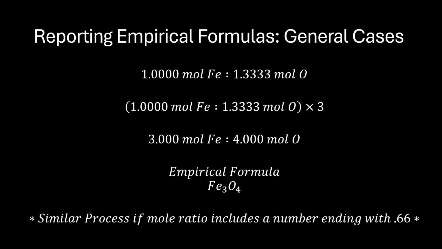And that additional step of multiplying by a factor of 3 is a similar process if any of your simplified mole amounts end with 0.66 or 0.6 repeats. So if you ever see any of your mole amounts end in 0.33 or 0.66, whether it's 1.33, 2.66, whatever, multiply all of your mole amounts by 3 to get your true empirical formula.